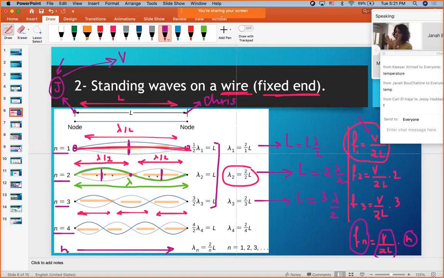So I'm okay with temperature as an answer, but then my question is, Jana, do you think she can do something to increase the speed of the waves sent inside the wire? Yes or no? Do you think she can do anything?